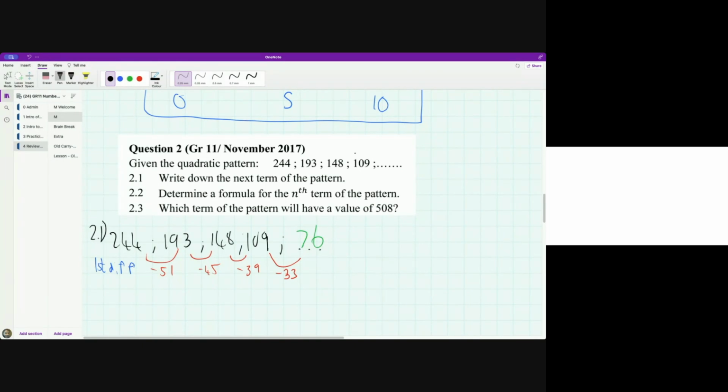So we have done 2.1. Now I want you to do 2.2. Determine a formula for the nth term of the pattern, but remember they've said it's a quadratic pattern. Can you do that for me?